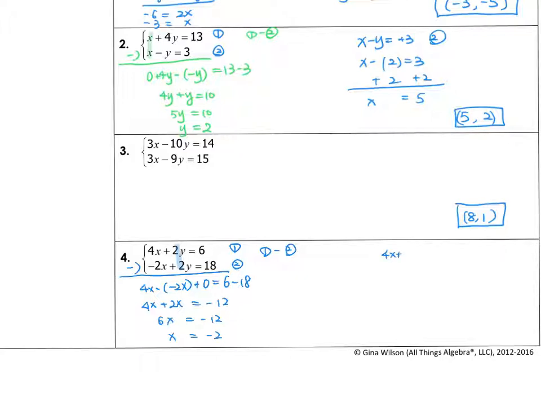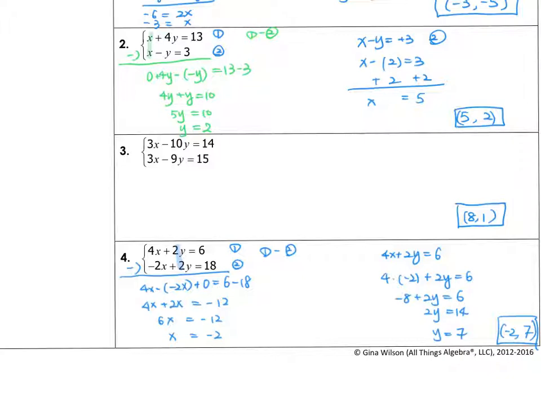And then I can just plug in either one. It doesn't really matter. I'll plug in the first one. So 4 times negative 2 plus 2y equals 6. And that's negative 8. And then 2y, if I add 8 on both sides, that's how I get 14. And y is 7. So the answer to this one is negative 2, 7.